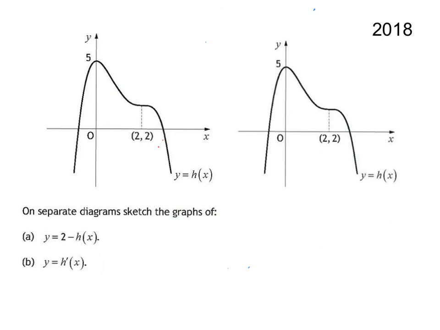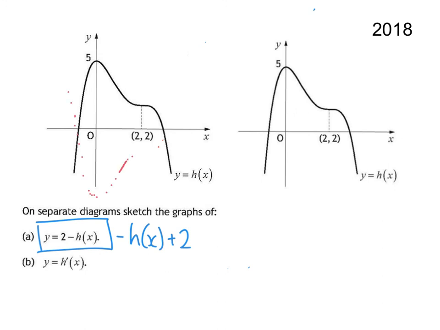This came from the 2018 past paper, and it said on separate diagrams sketch these two graphs. So this one here where it says 2 negative h of x, please rewrite that. That's negative h of x plus 2. So they want us to flip it and then move it up 2. Okay, so I am going to draw my dotted line for the flip first of all.